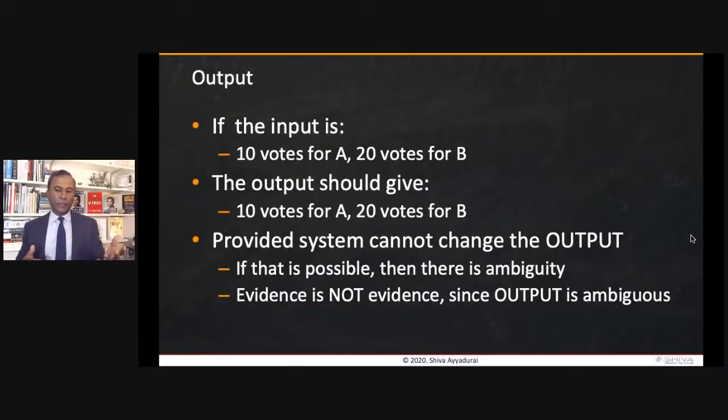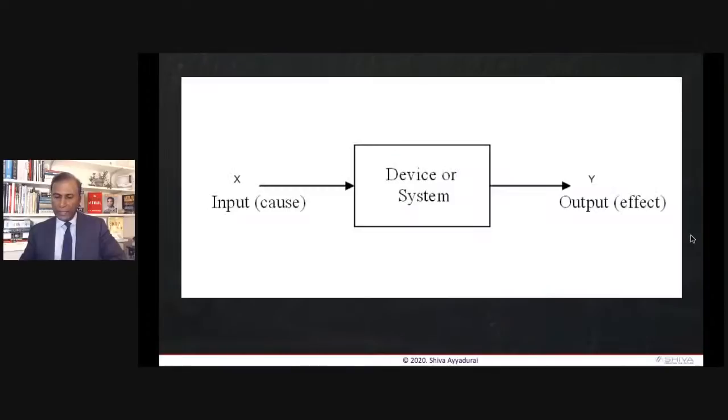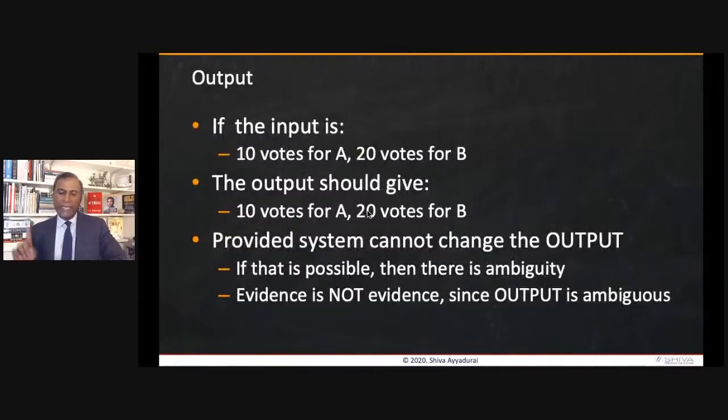If the input is 10 votes for A and 20 votes for B, and that's what actually came in, the output should give 10 votes for A and 20 votes for B, right? That would be an unambiguous prediction of what actually took place, provided the system right in the middle there, the device or system, cannot change the output. If it is possible for that system to take the 10 votes, for example, and reduce it down to 5, and take the 20 votes and boost it up to 40, then there is an ambiguity. And therefore, the evidence is not evidence since the output is ambiguous, just like these people making crazy predictions.